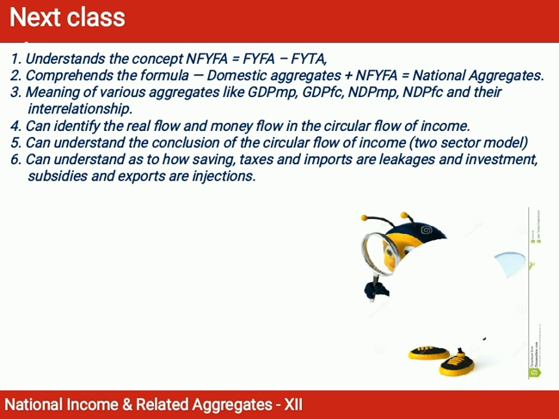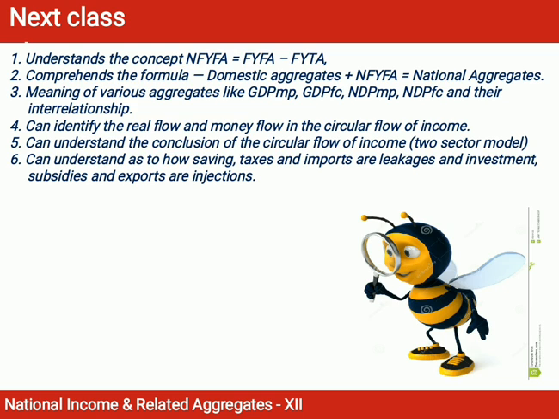Dear students, in the next lecture, we will understand the concept of net factor income from abroad. Comprehend the formula domestic aggregates plus NFIA equals national aggregates. Learn the concept of GDPMP, GNPFC, NDPMP, NDPFC and their interrelationships. Identify the real flow and money flow in the circular flow of income. Understand the conclusion of the circular flow of income. Understand how savings, taxes and imports are leakages and investment, subsidies and exports are injections.